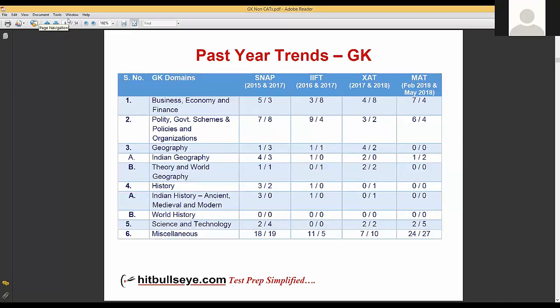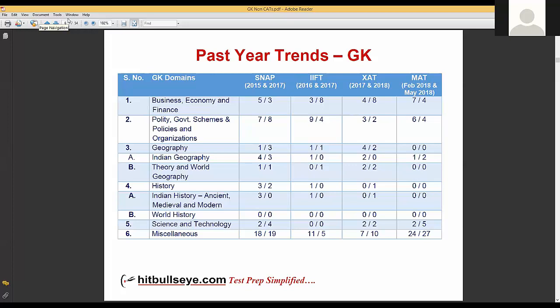So next, this table follows a similar format. We have 4 papers: SNAP, IIFT, XAT, MAT. There are 2 past year exams that I've analyzed into these different sections. Now, one of you, Ira, has clearly stated the obvious, that miscellaneous has the maximum possible number of questions. So can we really just go through it?